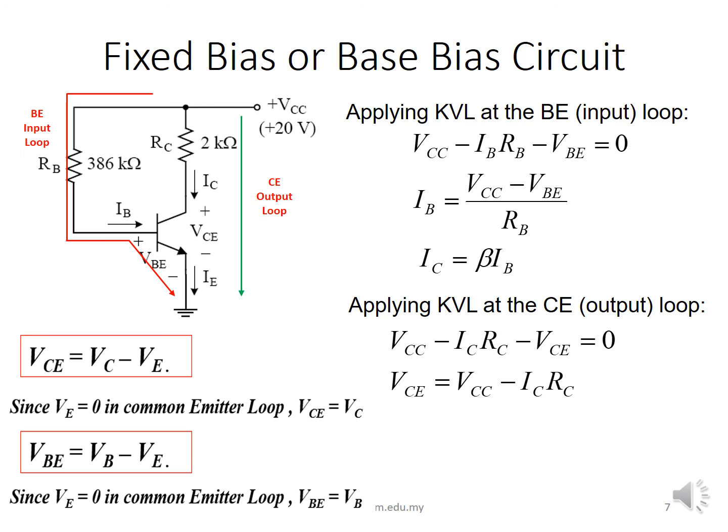By applying Kirchhoff's voltage law at the CE or output of the loop, we can get VCE equal to VCC minus IC RC. Therefore, VCE is equal to VCC minus IC RC. Since the VE is equal to 0, VBE is equal to VB and VCE is equal to VC.